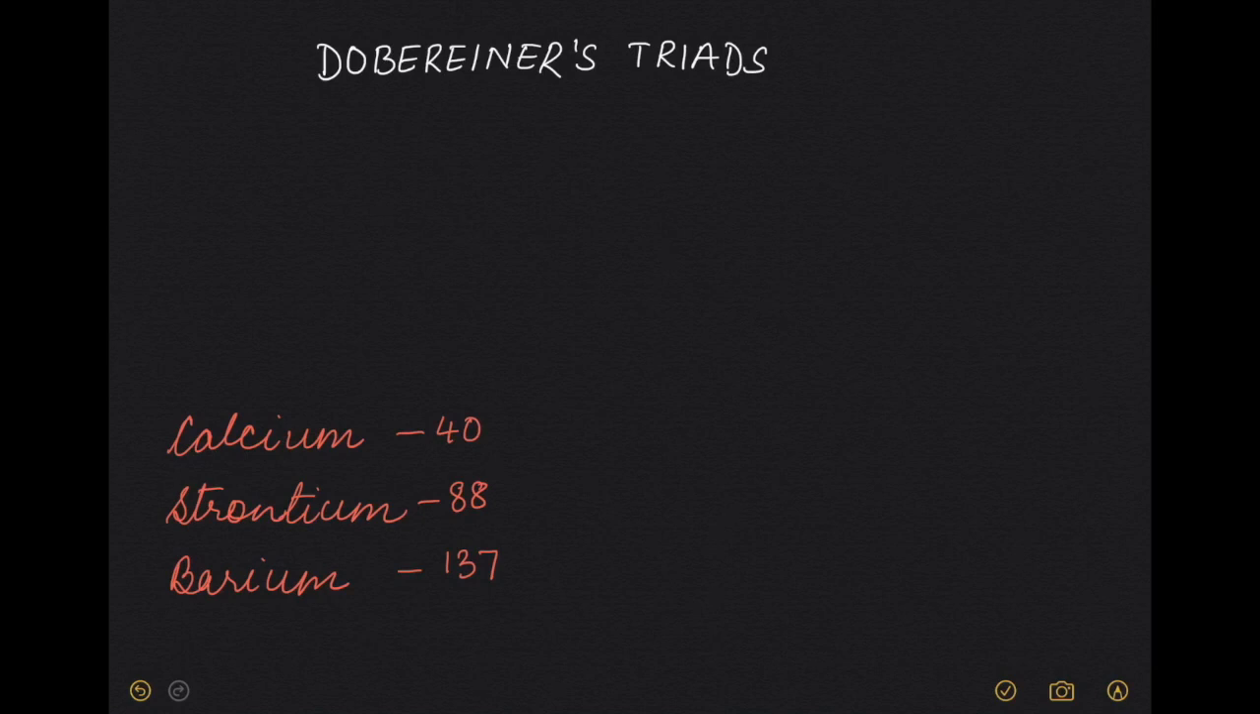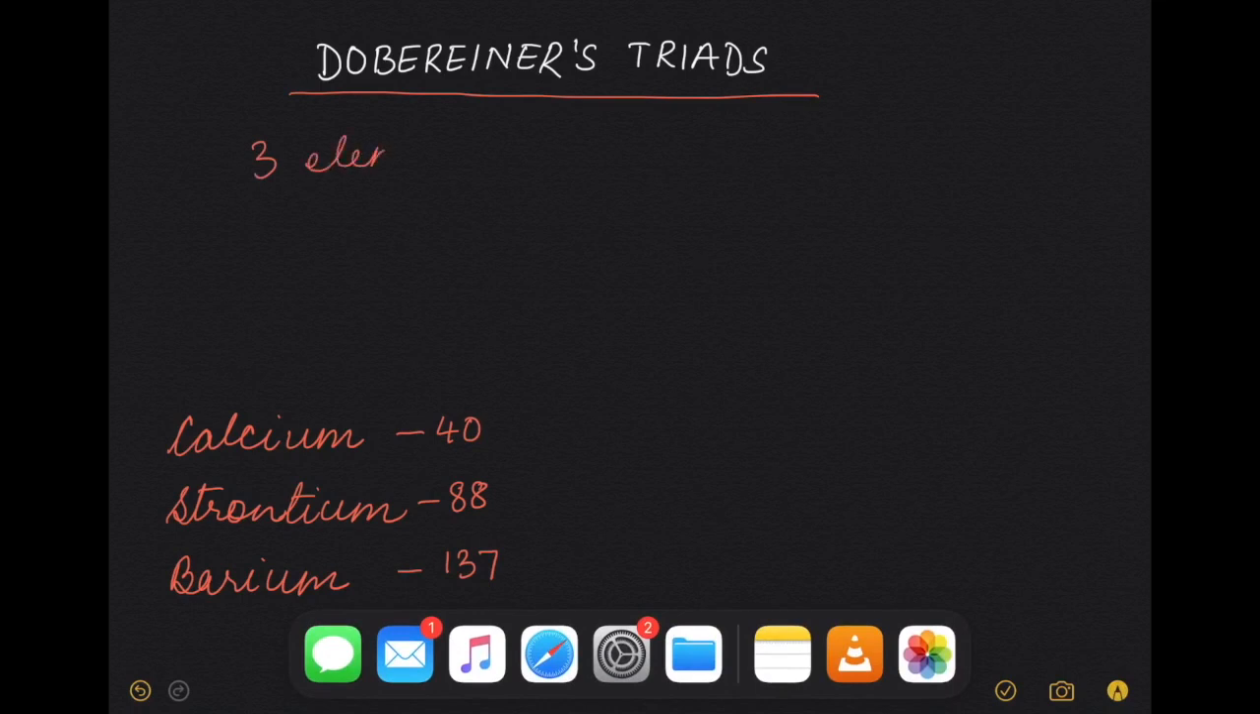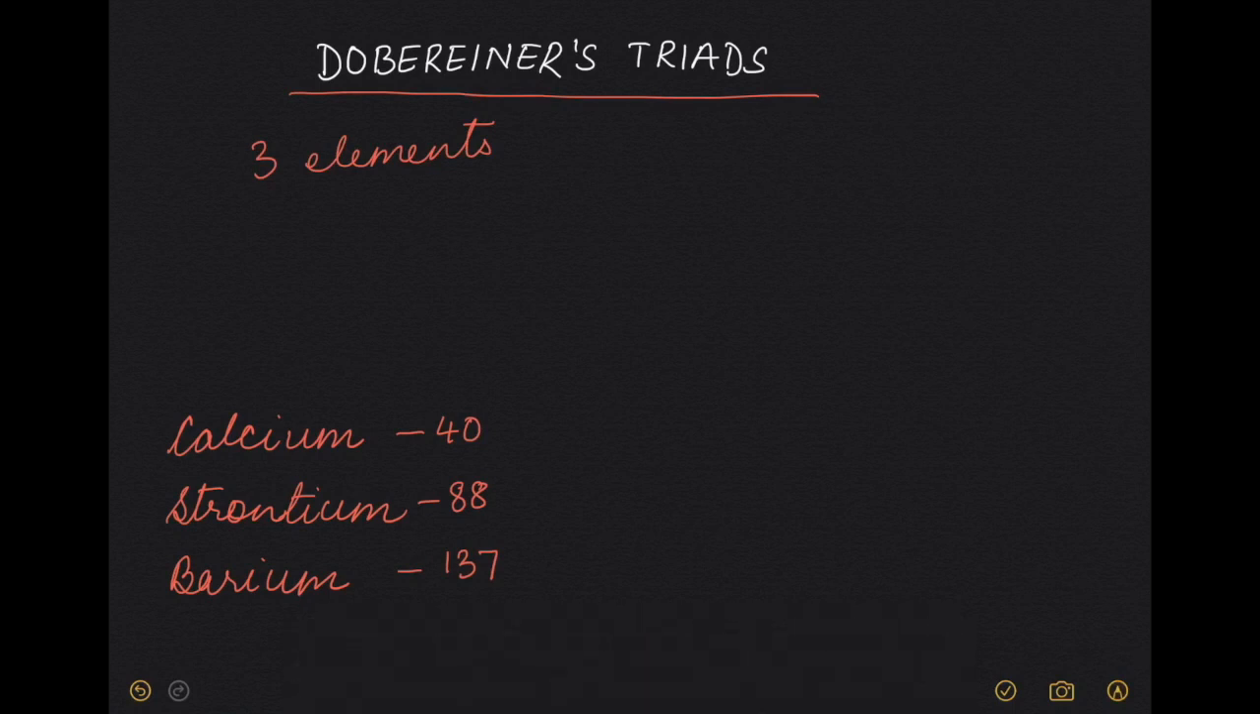Next, we move on to Dobereiner's triads. Now J.W. Dobereiner was a German scientist. He observed that certain elements showed similar properties and they could be placed in a group of 3 elements, and these 3 elements were called triads. Tri means 3, you know that. So the 3 elements of a particular triad had similar chemical properties. Actually, Dobereiner was the first scientist to show the relationship between properties of an element and its atomic mass.